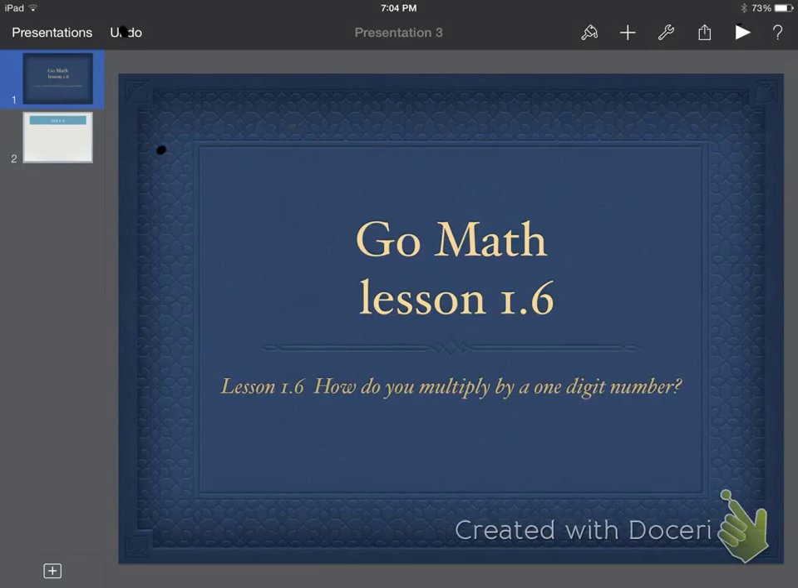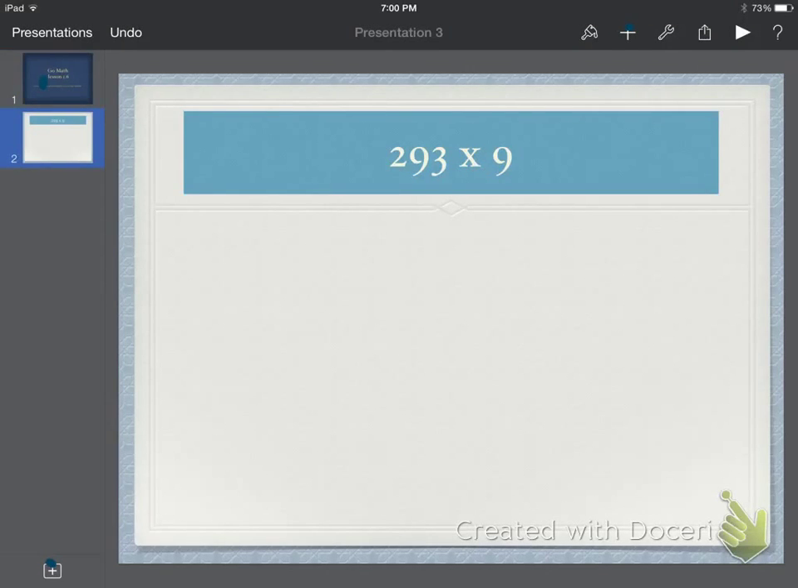Today we're looking at Go Math Lesson 1.6 with the essential question, how do you multiply by a one-digit number? If we look at the standard algorithm, we can get confused. So if we break it down, it might be a little bit easier to understand.